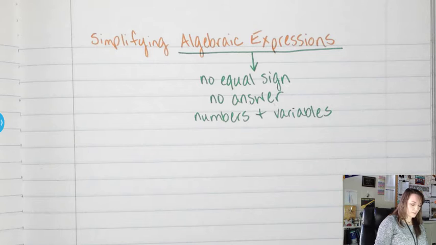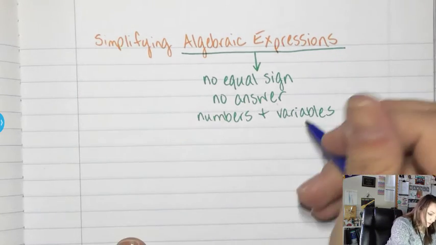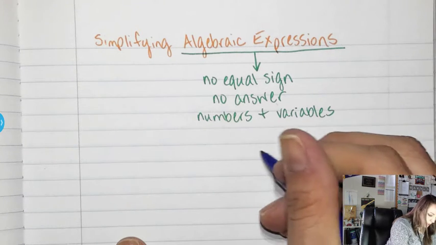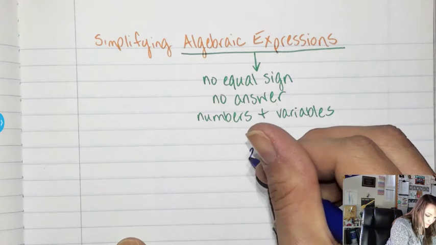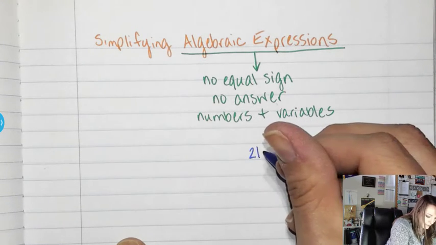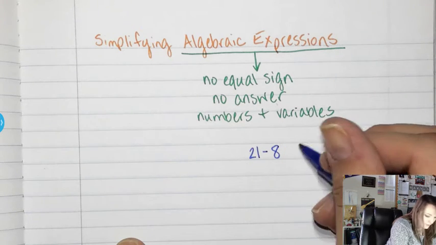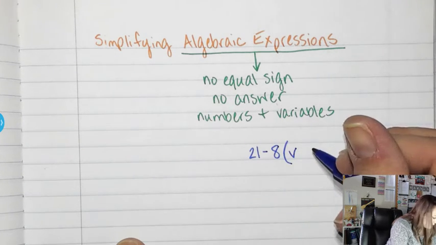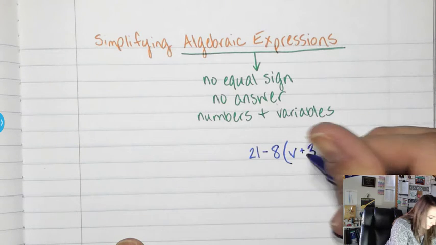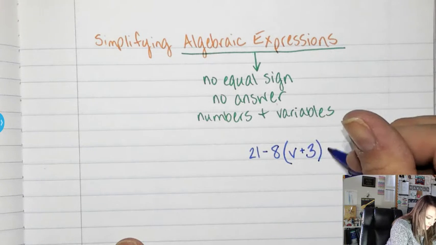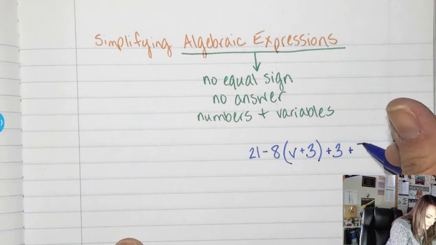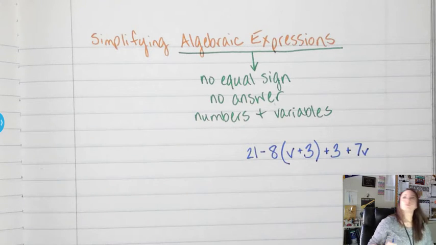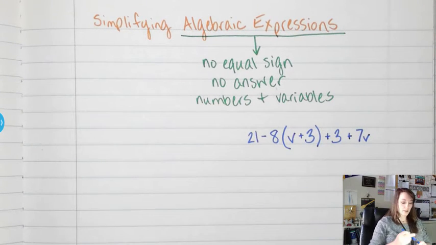An example of an algebraic expression is, let's see, ones we'll work with. They get much more complicated. The one we're going to start with is 21 minus 8 parentheses v plus 3 close parentheses plus 3 plus 7v. That's the first one we're going to work with.